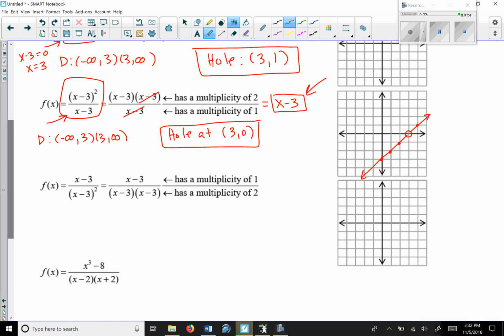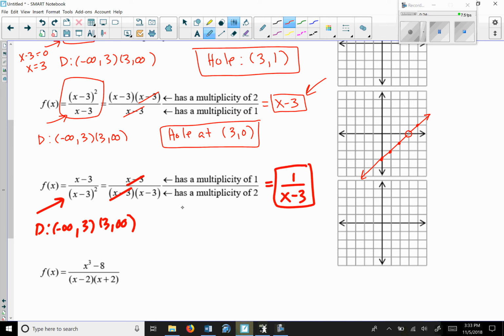So the next scenario that we have is what happens when the multiplicity of the denominator is greater. So now if we simplify this, notice that this cancels out and this cancels out, but we're still left with 1 in our denominator, so 1 over x minus 3. My domain, because of this, is still going to be negative infinity to 3 and 3 to infinity. And now if I plug my domain restriction into my simplified answer here, f of 3 would be equal to 1 over 3 minus 3, which is 1 over 0.